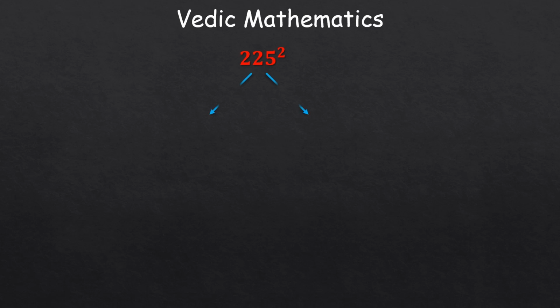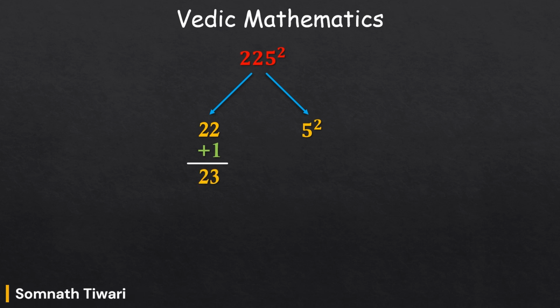Let's take another example, 225. Firstly, divide it into two parts, 22 and the square of 5. By the same rule, we will add 1 to the LHS part, which is 22.